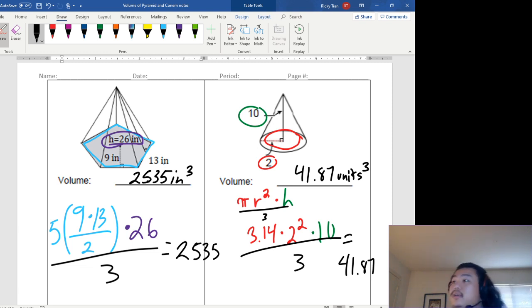That is it. That's all we're doing for volume. Tomorrow we're just gonna do just like what we did last week with prisms. We're gonna do composite, where we find the volume of two shapes and then combine them. Okay.